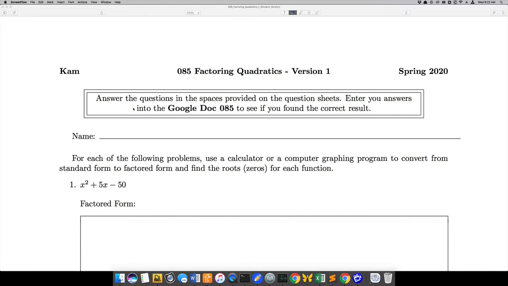Today we're talking about factoring quadratics. It says version 1 up here, but the questions are the same on all four versions for the first 4 questions. So we're going to go over the first 4 questions together, and you'll try the last 6 on your own.